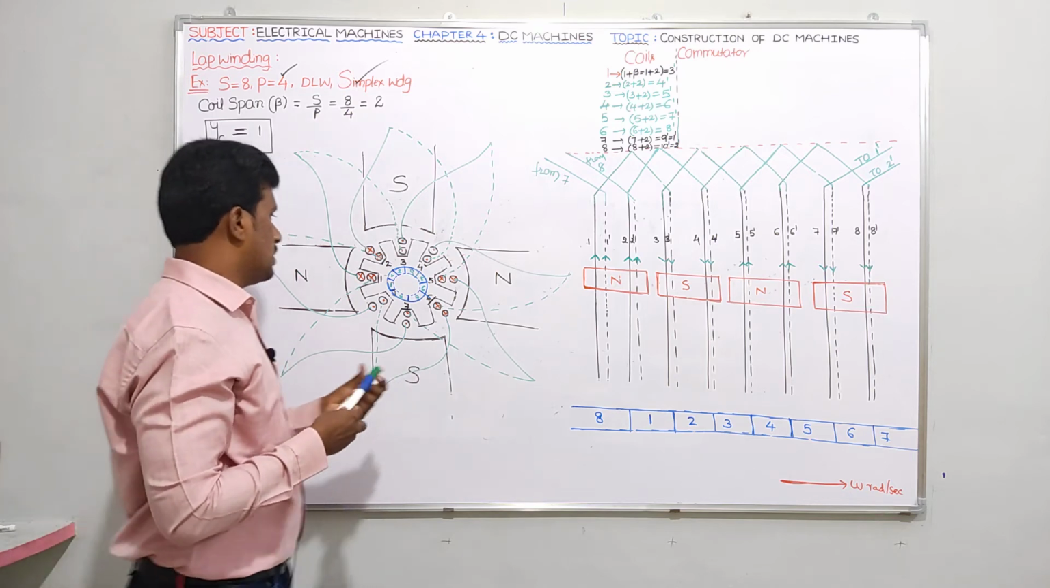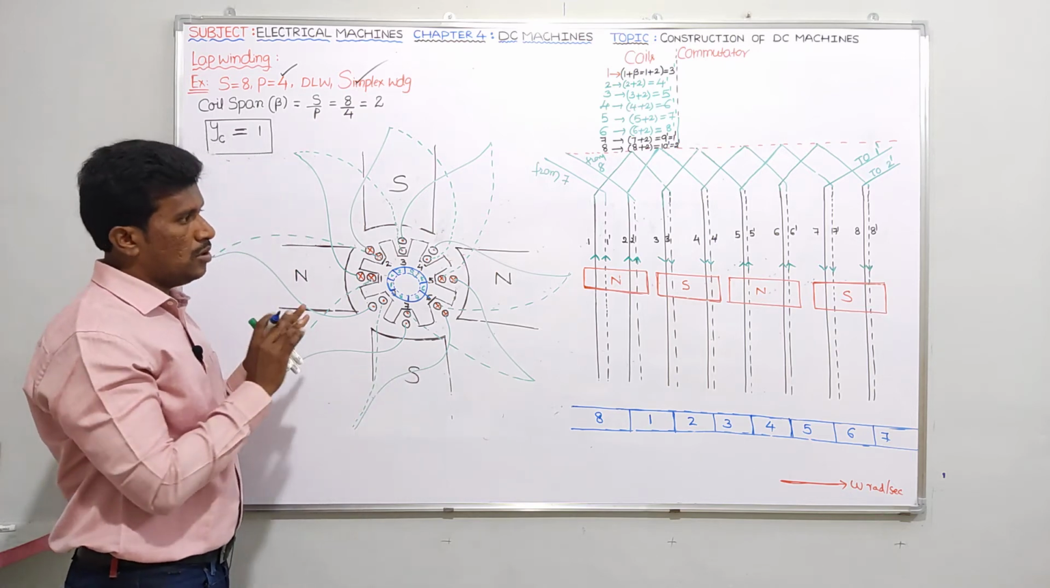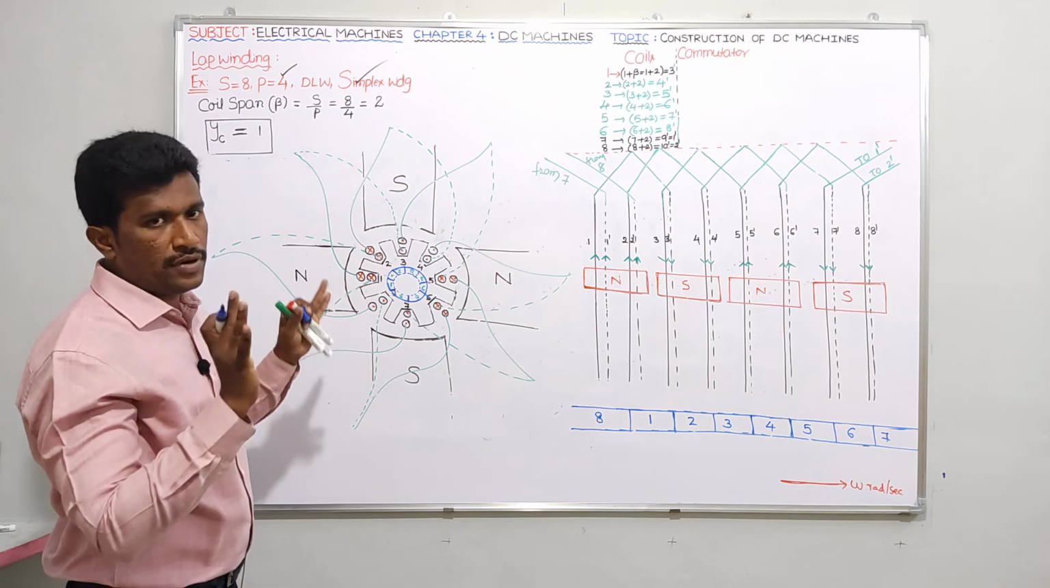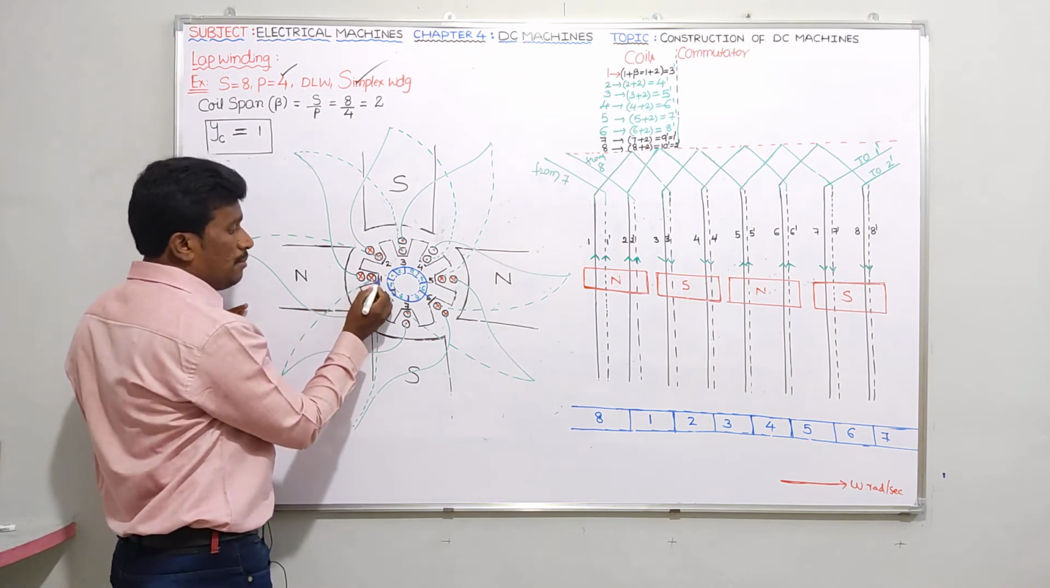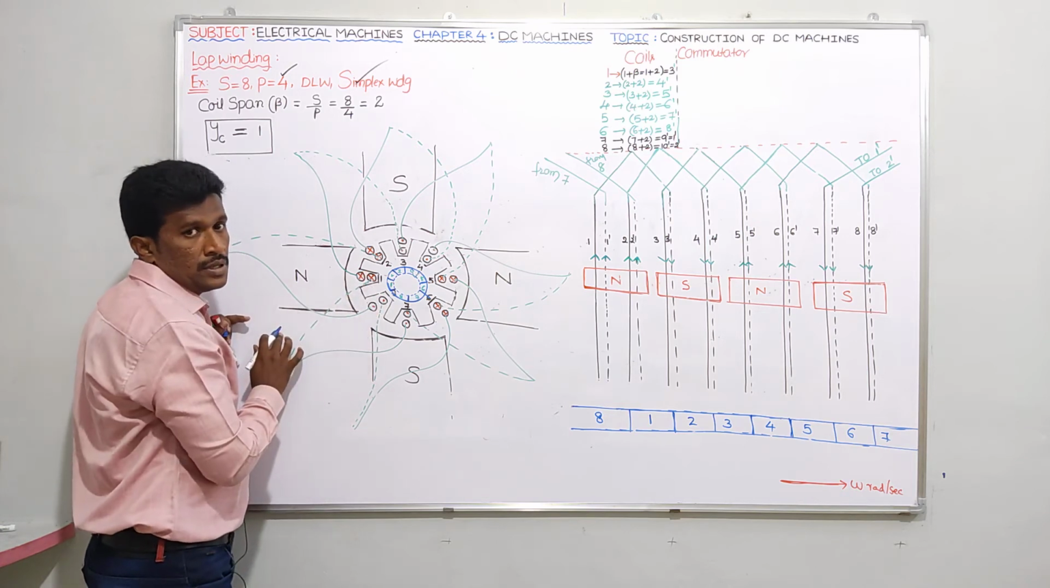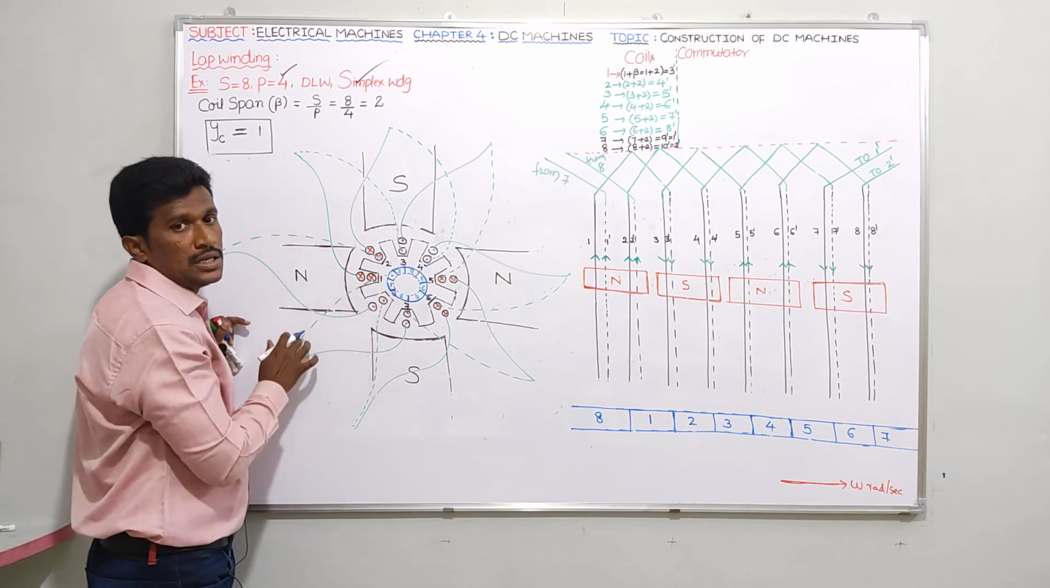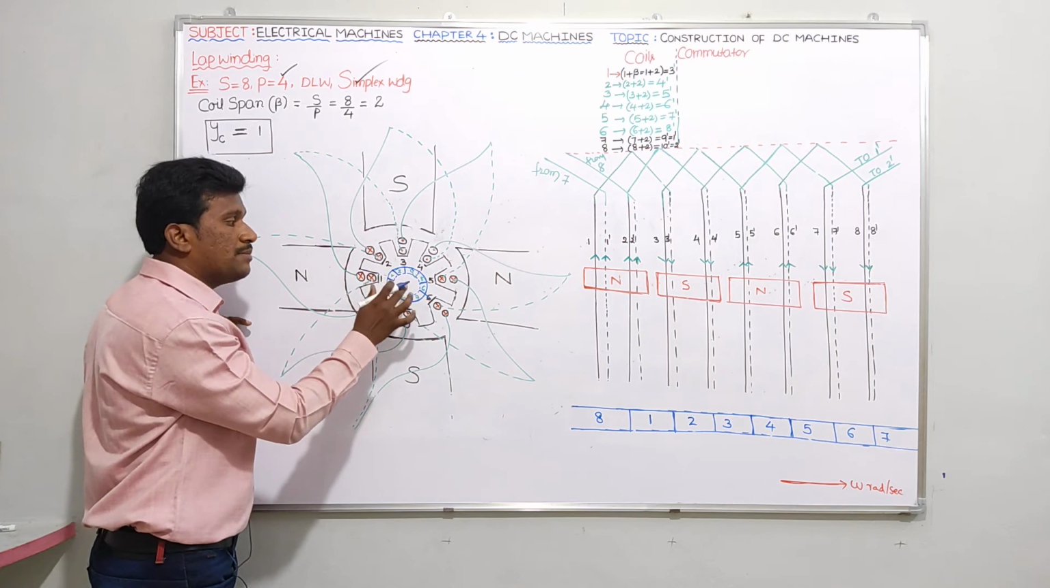So very simple. There is nothing to confuse. Let me go very slow. It will be very easy for you. I'll make it very easy. Now tell me guys. Slot number 1 top conductor is connected to commutator segment 1.